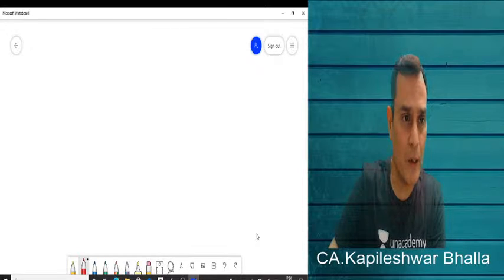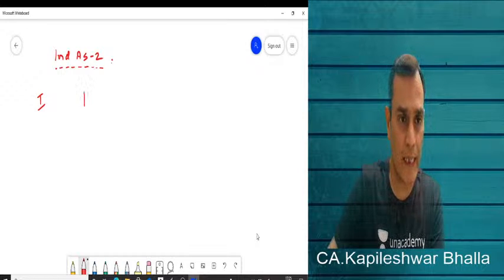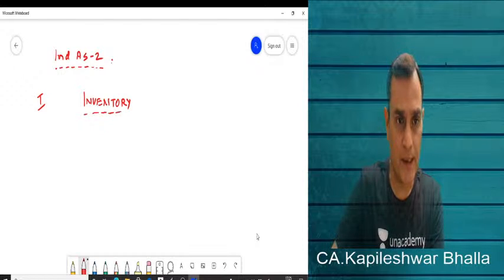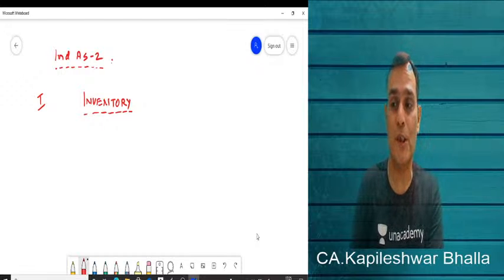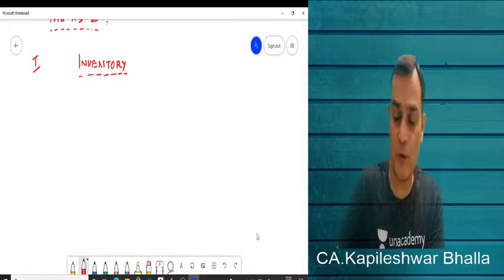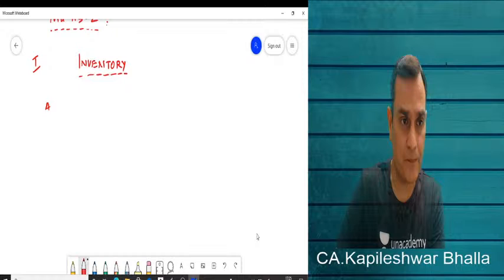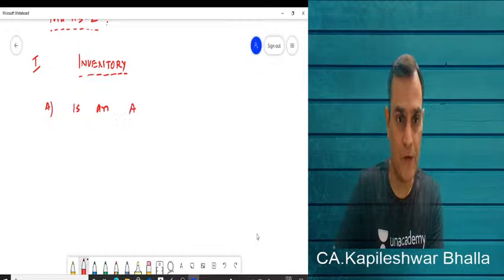So we are looking at Ind AS 2, and the first thing I'm looking at in Ind AS 2 section number 1 is the definition of inventory. When I'm looking at the definition of inventory, I'm putting it as a two-step procedure. My two-step procedure is, number A, inventory is an asset. So the first thing you need to prove is that inventory is an asset.